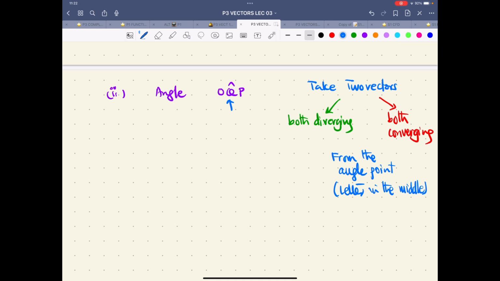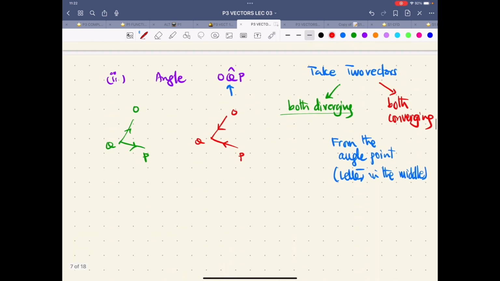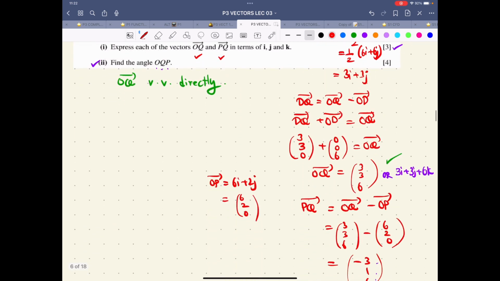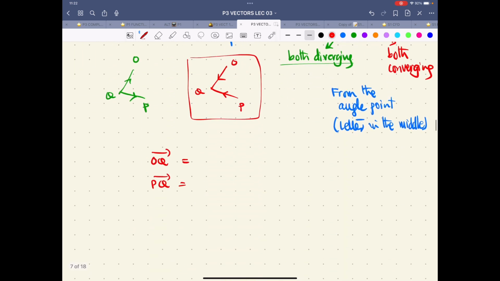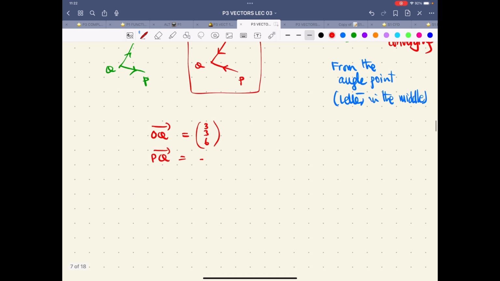So if I write both diverging, for O, Q, P, that is QO and QP. And if I talk about both converging, for O, Q, and P, this is OQ and PQ. I think this is what you have found over here, OQ and PQ. So let's continue with this journey. Now I have OQ, I have PQ. OQ is right over here, that is 3, 3, 6, and we will work in column vectors. And PQ is -3, 1, and 6.